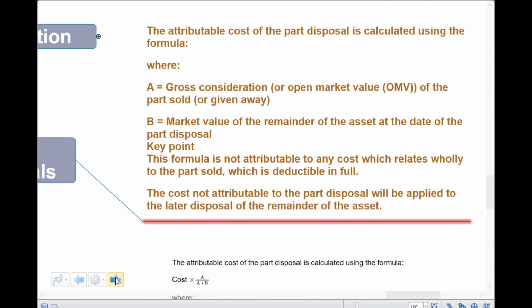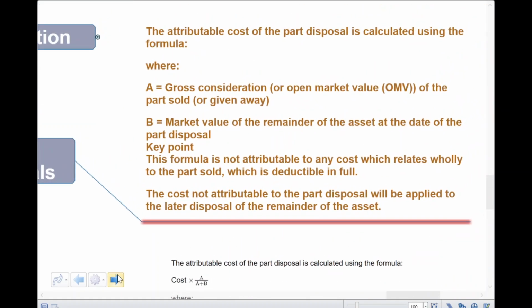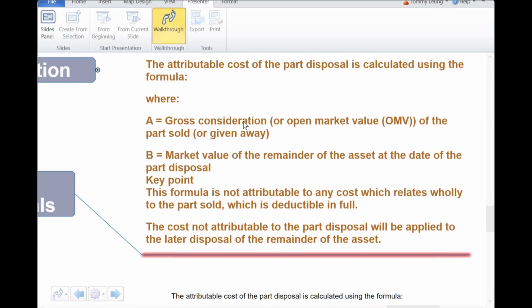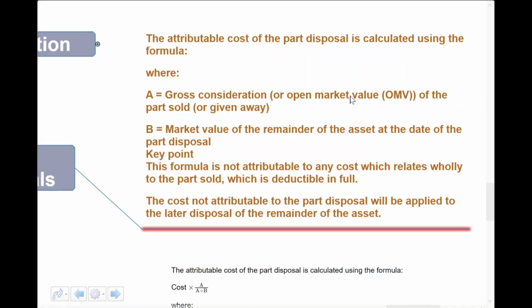Now, first things first, part disposal. This is certainly a popular area in the TX exam. The examiner likes this, and in the main, I think students are okay with it. So in essence, what I'm talking about here is, let's just say that you have a plot of land and you dispose of some of it. This would be the scenario. So I'm looking, yeah, to find out what the attributable cost is to a part disposal. So I have 100 acres, I dispose of 20. Well, this is how I would deal with it.